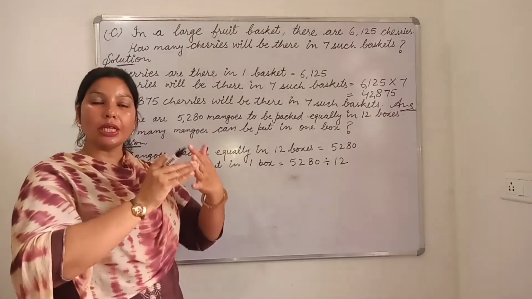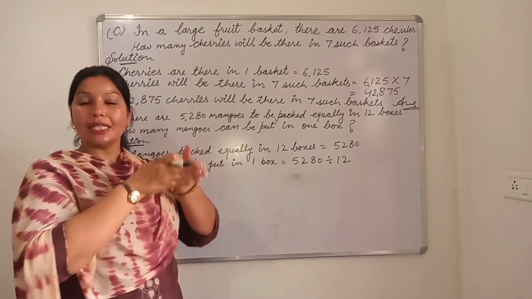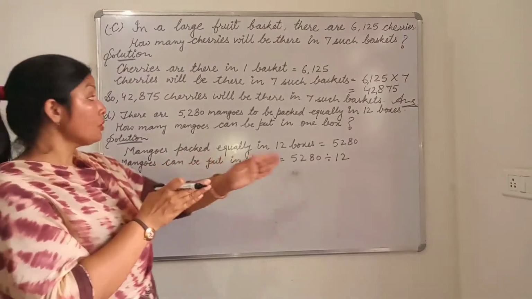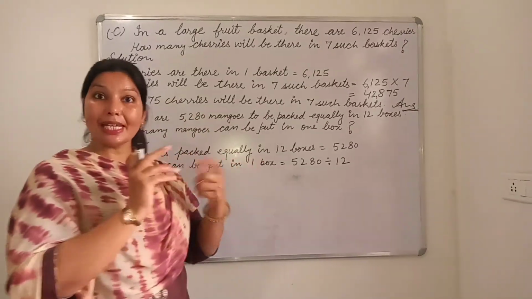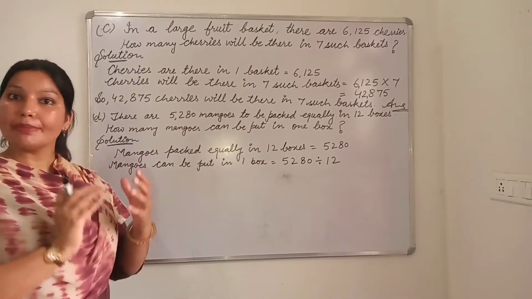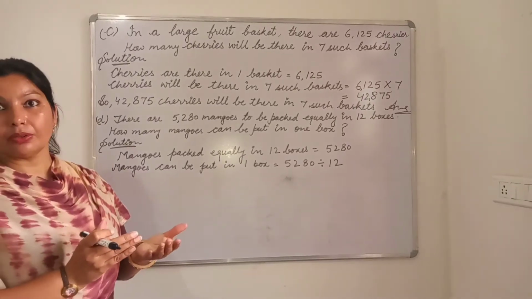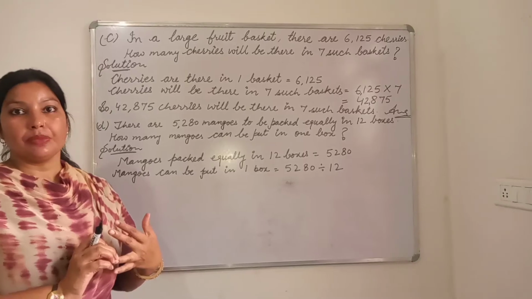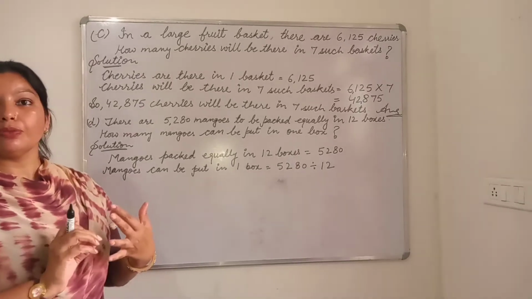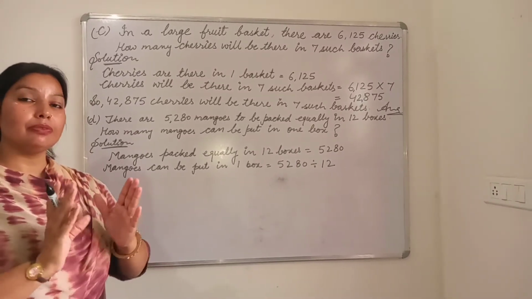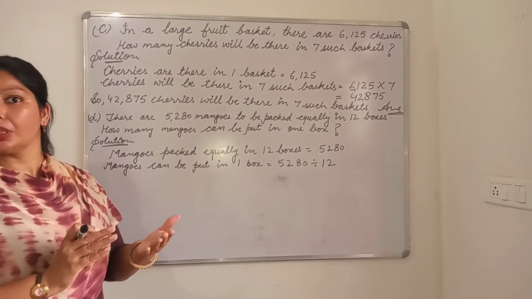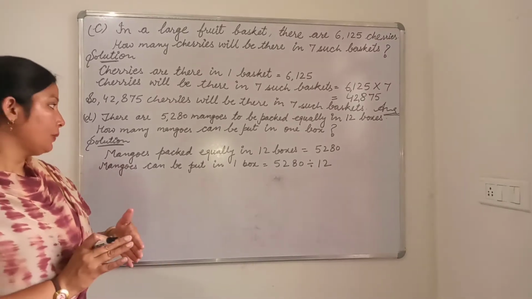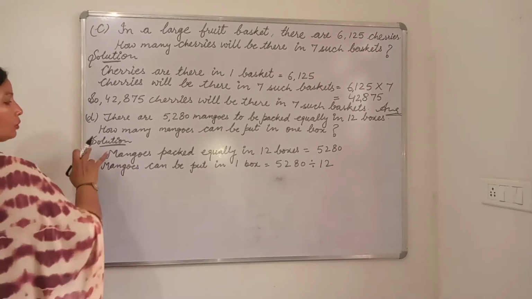When we have more and we are finding less, that means if in 12 boxes there are many, so in 1 box there will be fewer mangoes. And for fewer mangoes we will divide. Okay? Because a smaller answer we can get by division. And when we know the value of 1 and more than 1, that means if objects are more, so value should be more. For that we will multiply. Okay? So now the solution will start.